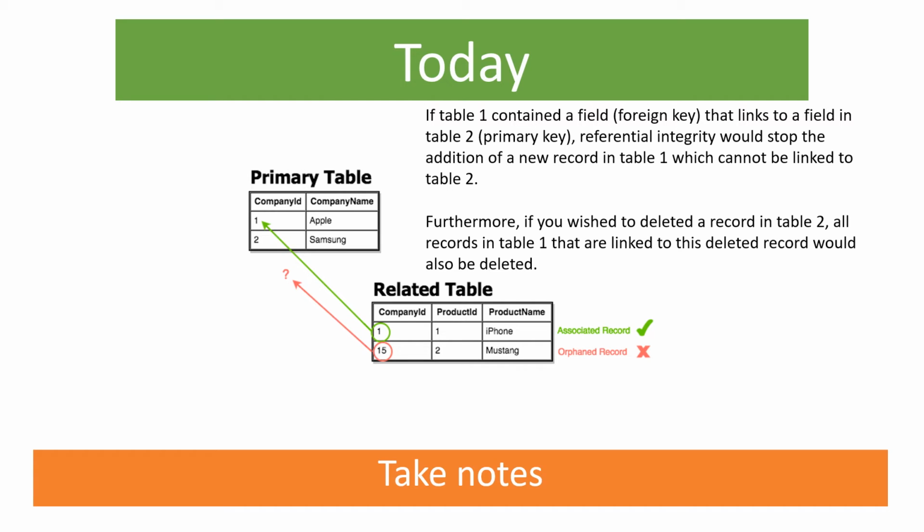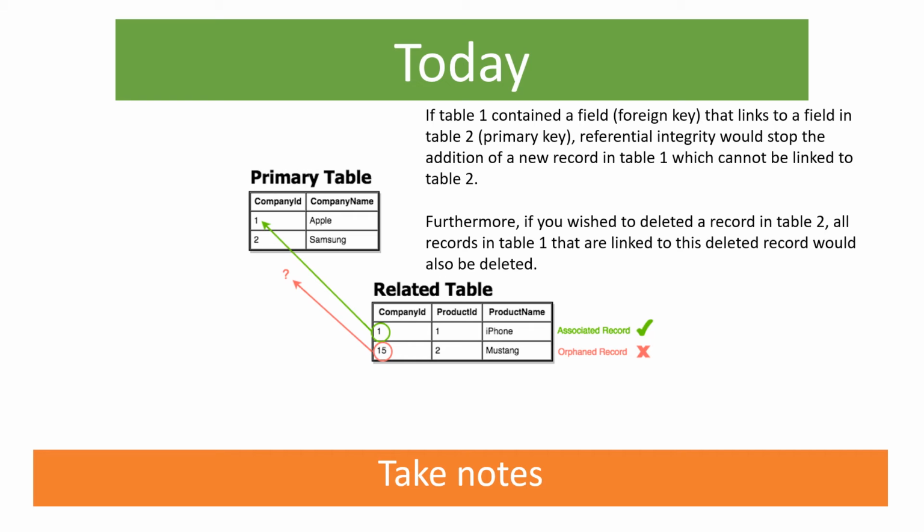Here you can see two tables. We've got a primary table and we've got a related table. You can see we've got an associated record in the related table which is linked to the primary table. We've done that by a foreign key in the related table. Now, referential integrity would stop the addition of a new record in the related table which is not linked to the primary table, because we wouldn't have the integrity of the data.